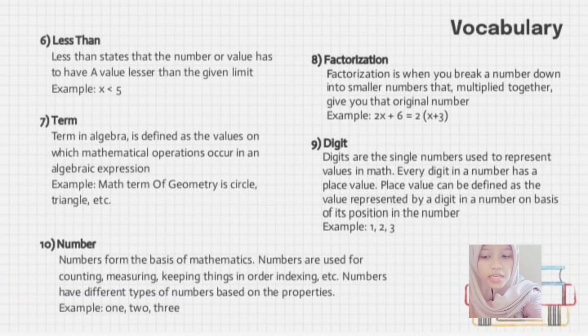Alright, the sixth vocabulary is less than. Less than states that the number or value has to have a value lesser than the given limit. Example is x less than 5.